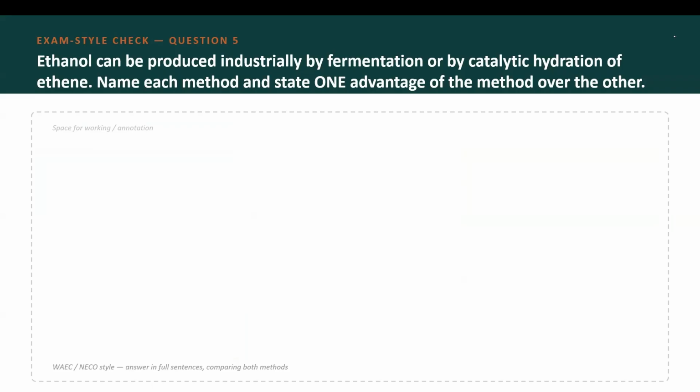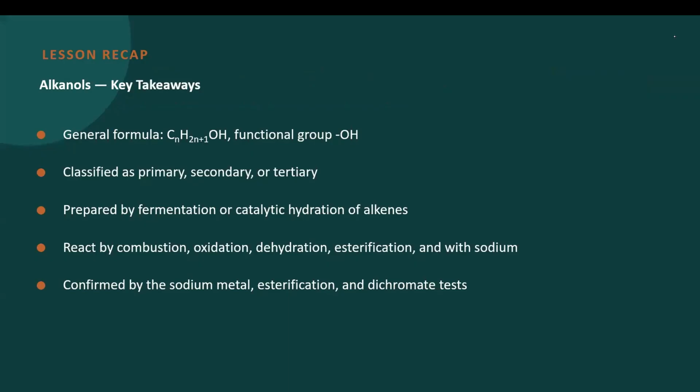So ethanol can be produced industrially by fermentation or by catalytic hydrogenation of ethene. Name each method and state one advantage of one method over the other. Okay, we have discussed that before. Let's move. Let's round up real quick so that we can take your questions and you go and rest. Key takeaways. Very important key takeaways here.